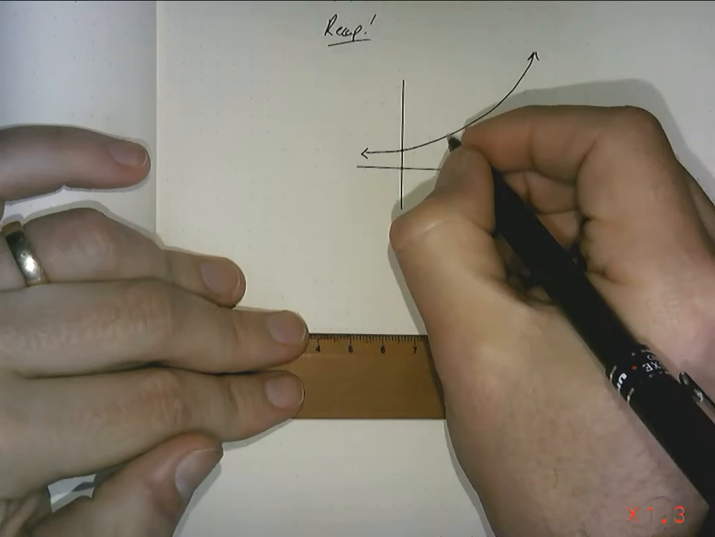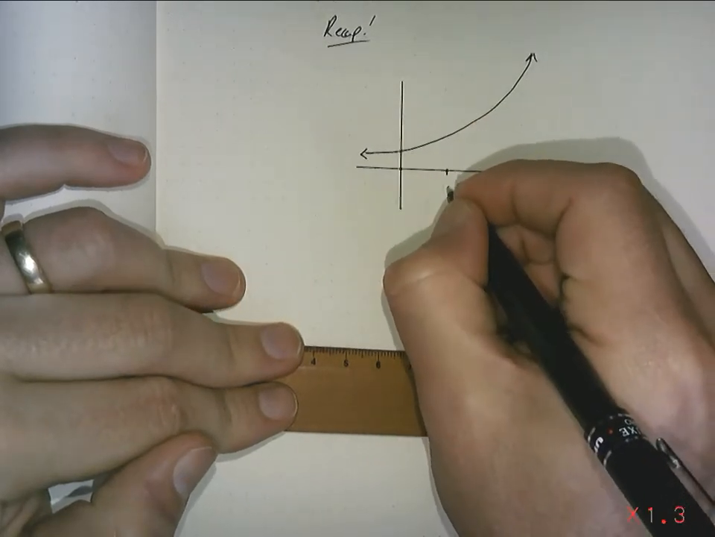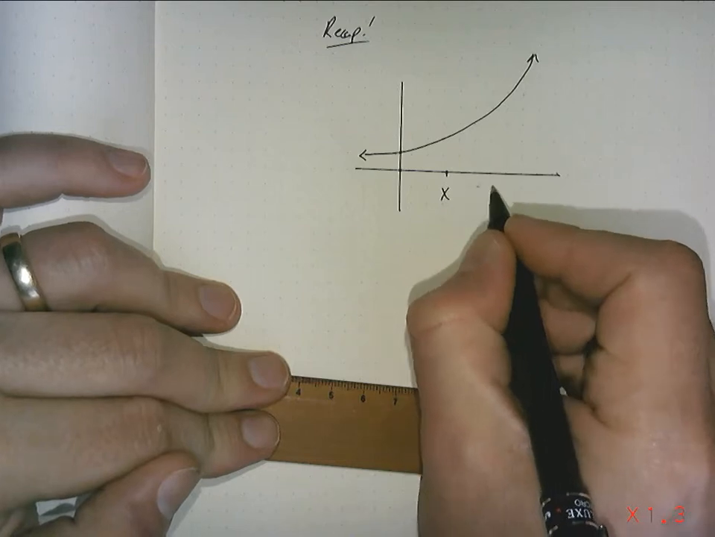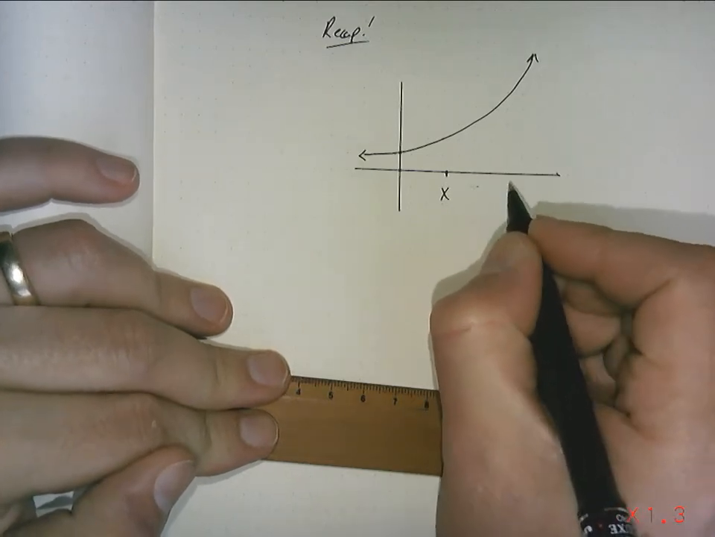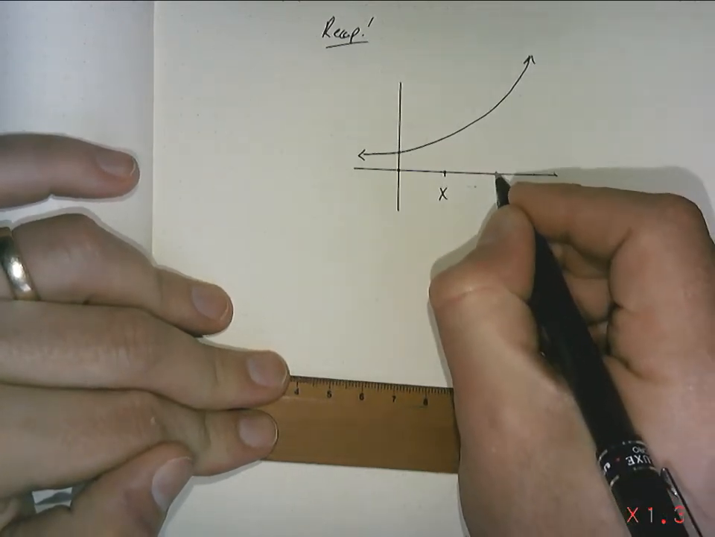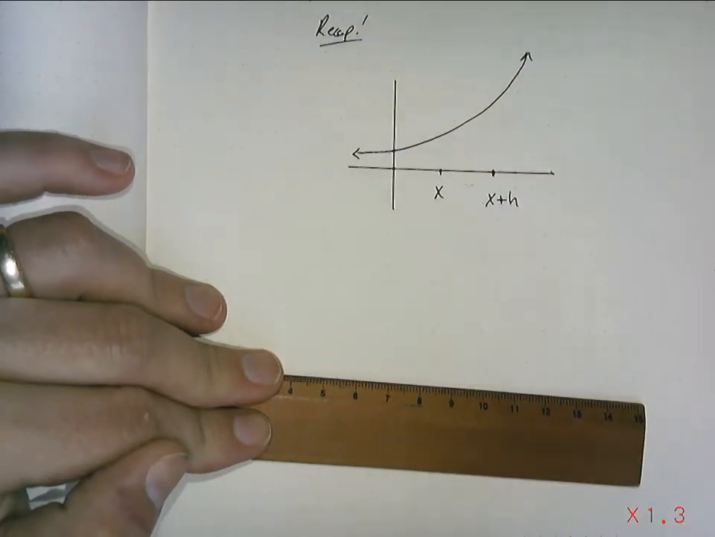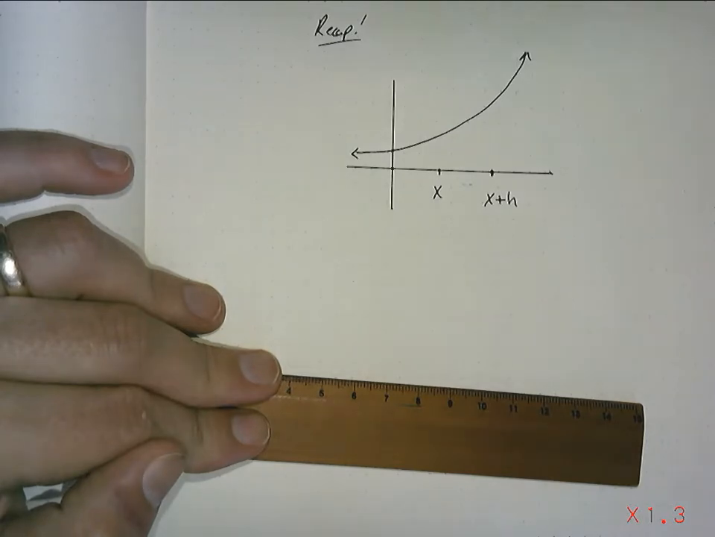I'm going to take 2 points. I'm going to allow one of the points to be x. The second point I'm going to allow to be farther down on the x-axis. How far? I don't know. How about h units down? Whatever that is. I'm talking in general here.